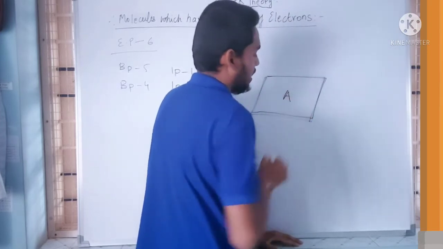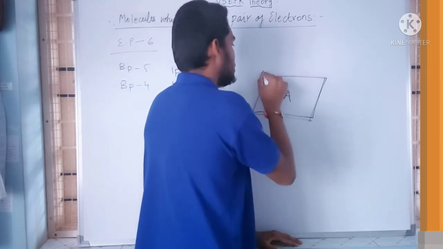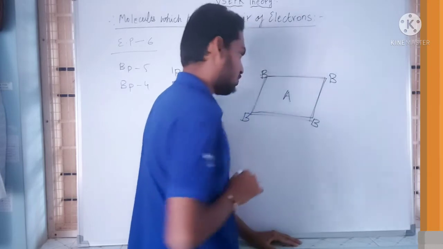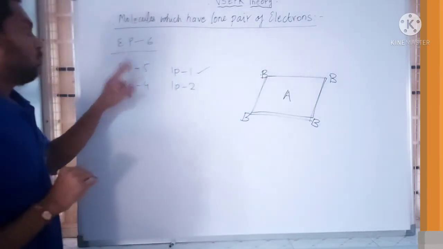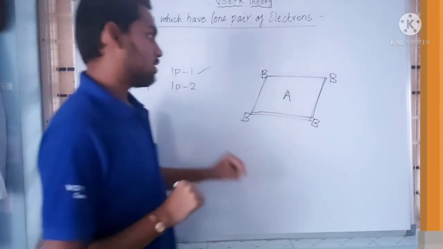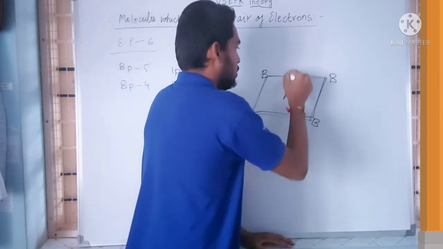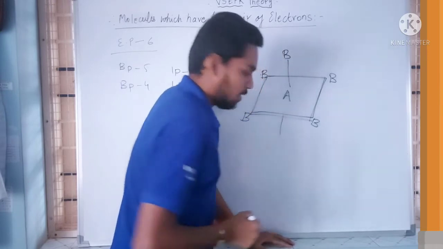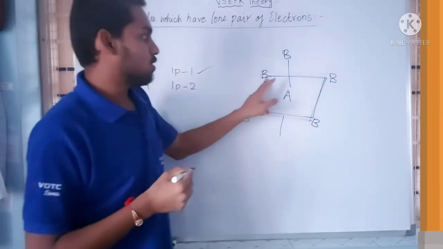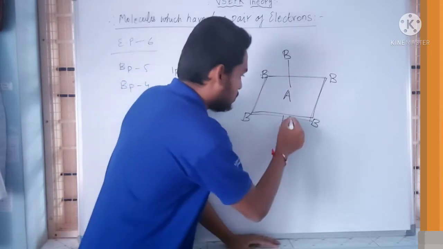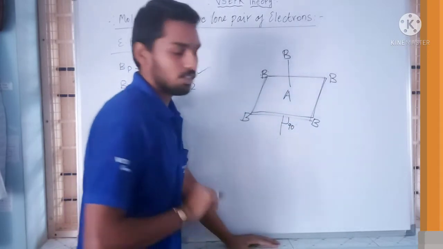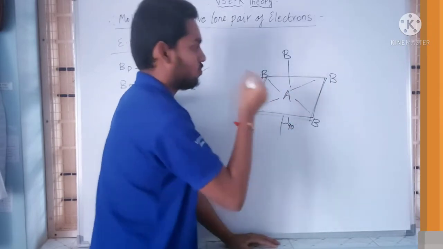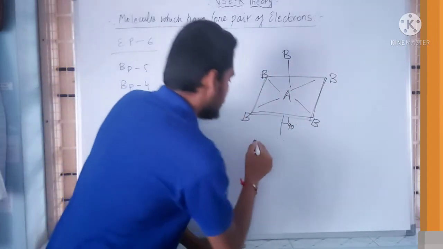So let this be A, the central atom. Let this be the first atom, B the second atom, C the third atom, and this the fourth atom. Now I have one atom and one lone pair. Where shall I put them? Let me keep one bond here and a lone pair here. So I'm done. These 4 atoms are far away and form 90 degrees, so obviously it causes less repulsion. This structure is called square pyramidal.